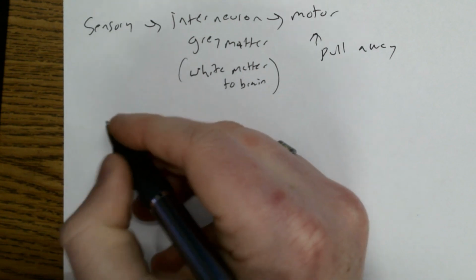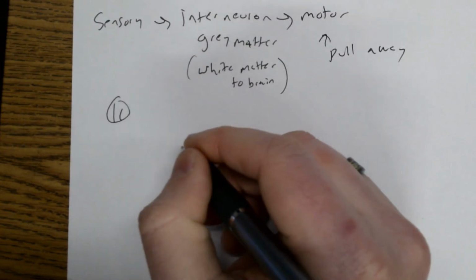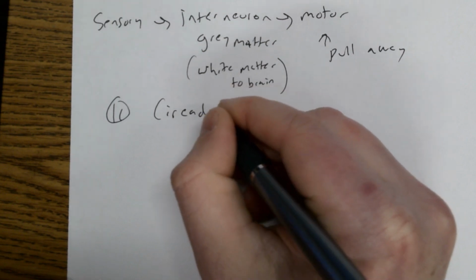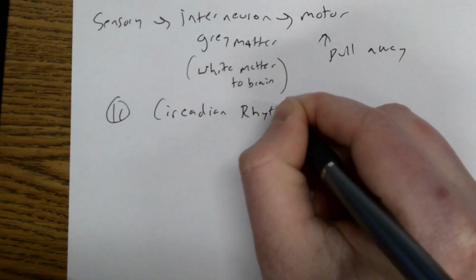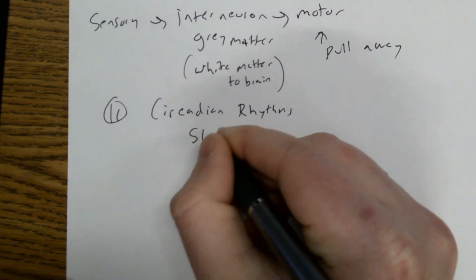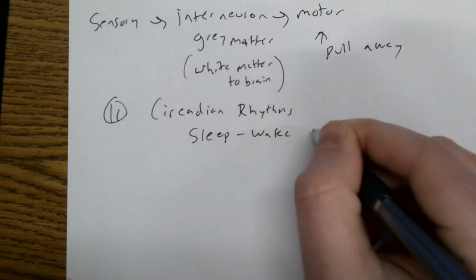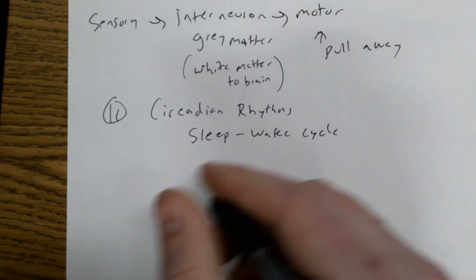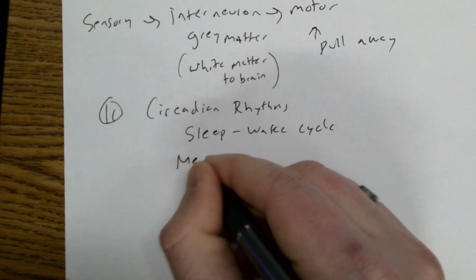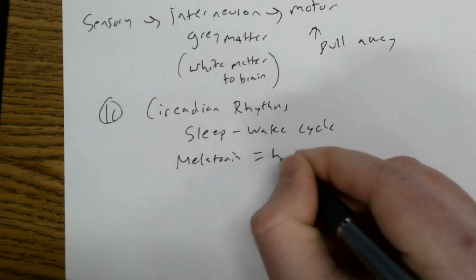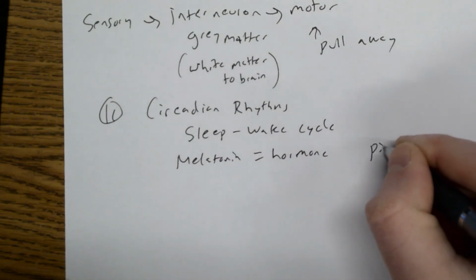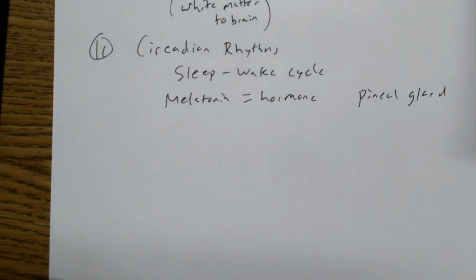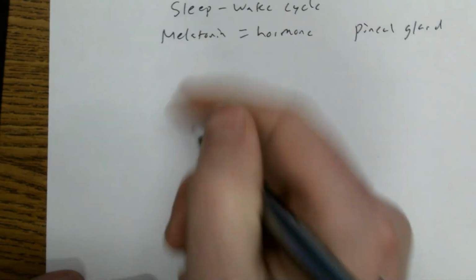Now, 11, because we already did 10. 11, how do we maintain circadian rhythms? Circadian rhythms are, in this case, primarily we're talking about our sleep-wake cycle. So when are we awake and when are we asleep? And so melatonin is our hormone. It is a hormone from the pineal gland that affects whether we fall asleep or not.